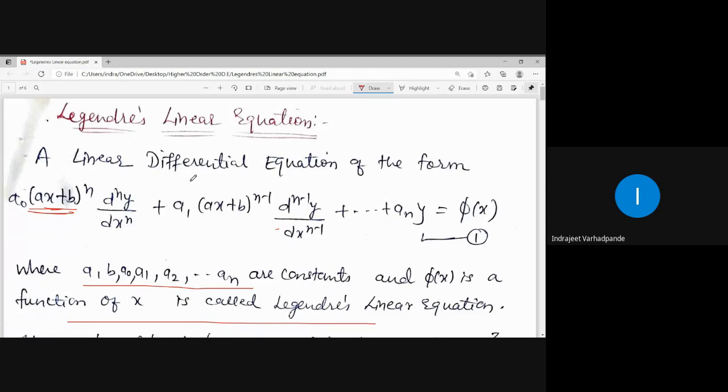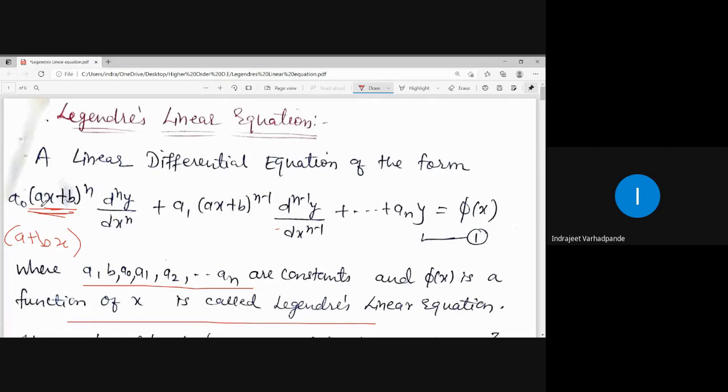The only difference is that instead of only the variable x, the term is linear, that is ax plus b, or in some books you may find it as a plus bx. So a linear differential equation of the form a0 into ax plus b to the power n. As I said, you can find this as ax plus b or as a plus bx, one and the same thing, only the coefficient will change, and accordingly certain changes are to be made in the formula.